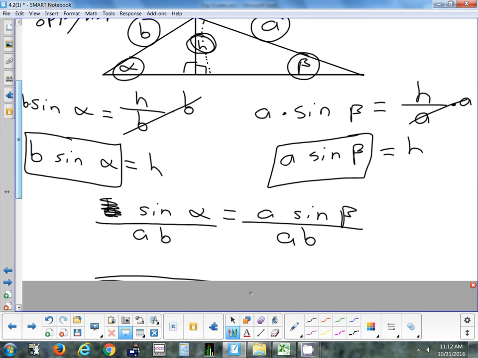What's going to happen is that's going to cancel. That's going to cancel. And that cancels. And that cancels. So now I get sine of alpha over A equals sine of beta over B. And those are the first two parts of the law of sines.